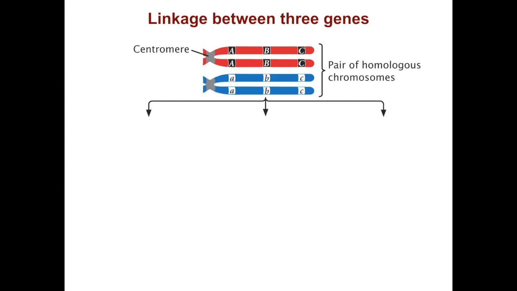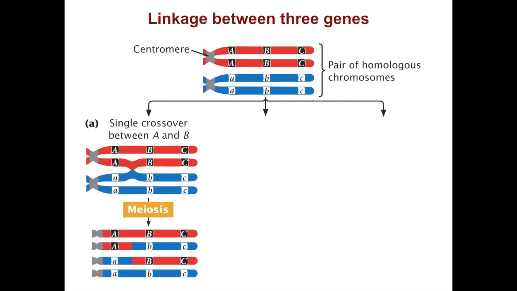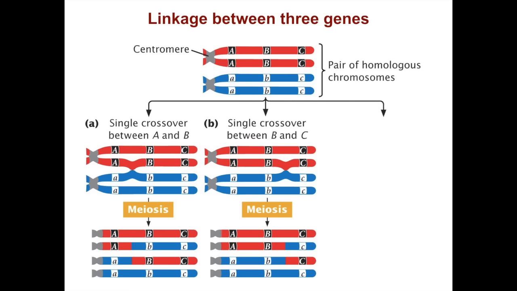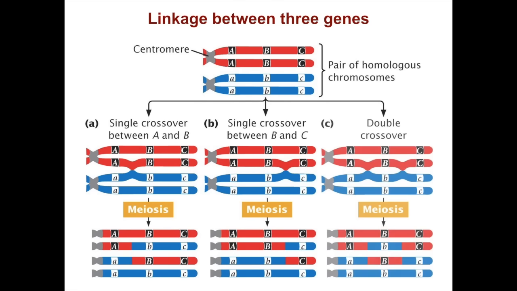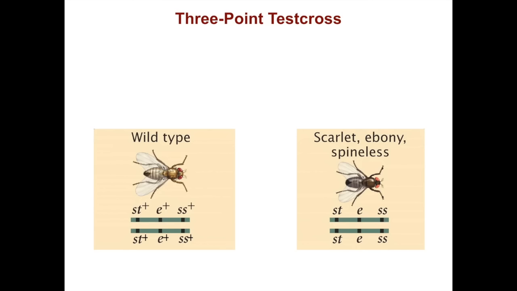Now, this can be done a little bit more quickly if you use 3 genes at once. If 3 genes are linked, during recombination you have 3 possibilities: a single crossover between A and B, a single crossover between B and C, or a double crossover where B is exchanged between the 2 homologous chromosomes. So let's say we have a wild-type fly and a scarlet ebony spineless homozygous mutant fly. These are 3 different mutations in Drosophila, of course.